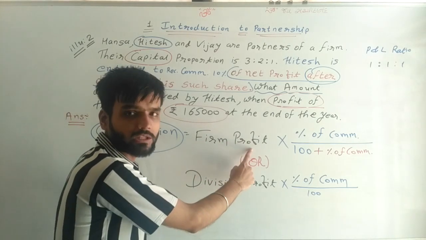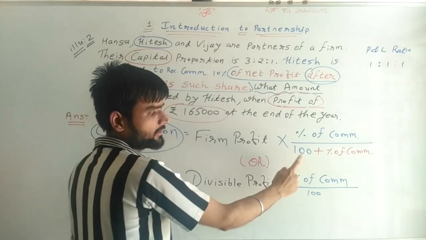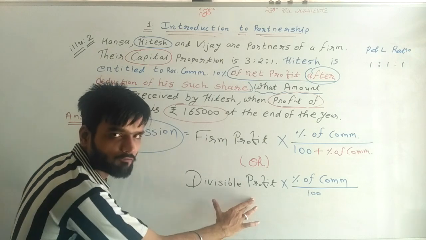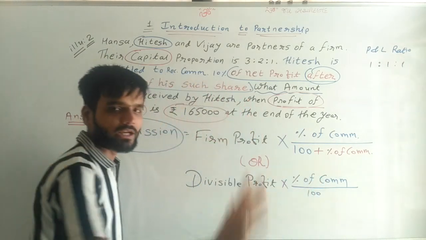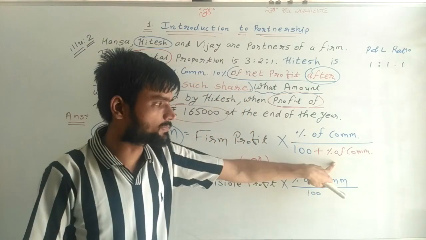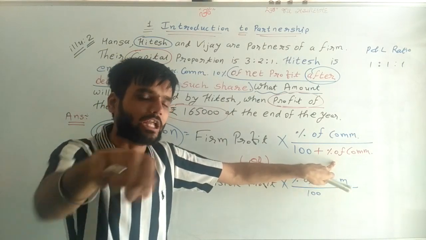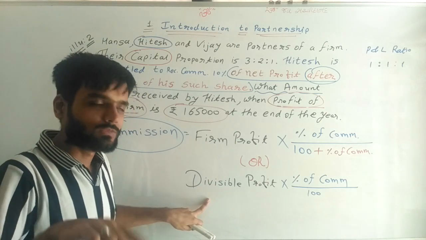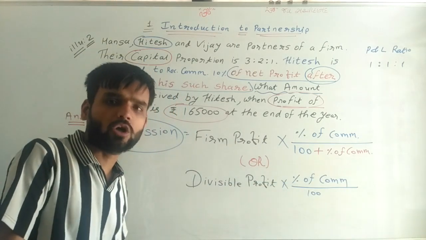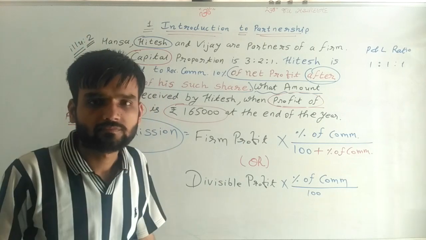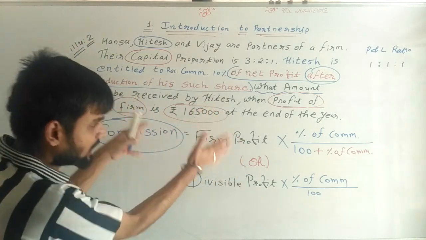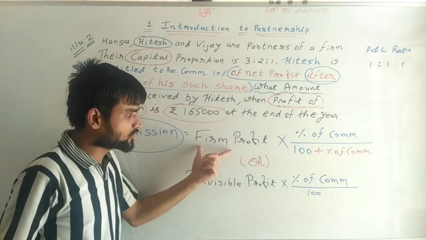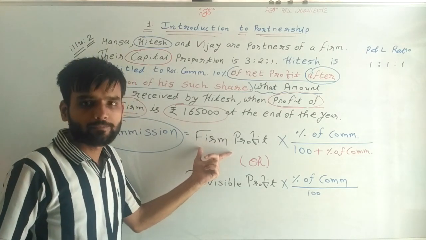If firm profit is given, then firm profit into percentage of commission divided by 100 plus percentage of commission, or divisible profit into percentage of commission divided by 100. The only difference is that plus percentage of commission is added only when firm profit is available. If divisible profit, then we don't need to add plus percentage of commission. For this particular sum, the calculation is done on the basis of the first formula only.